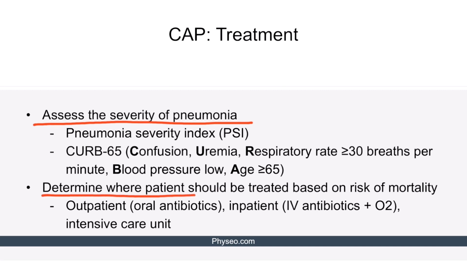Next, we determine where the patient should be treated based on the severity and risk of mortality. Mild cases are treated as outpatient with oral antibiotics. Moderate to severe cases are treated as inpatient with IV antibiotics and oxygen. And most severe cases with highest risk of mortality are admitted and treated in intensive care unit.